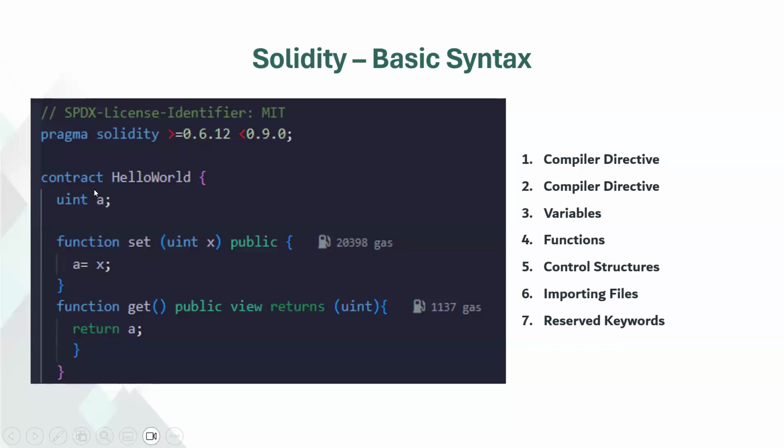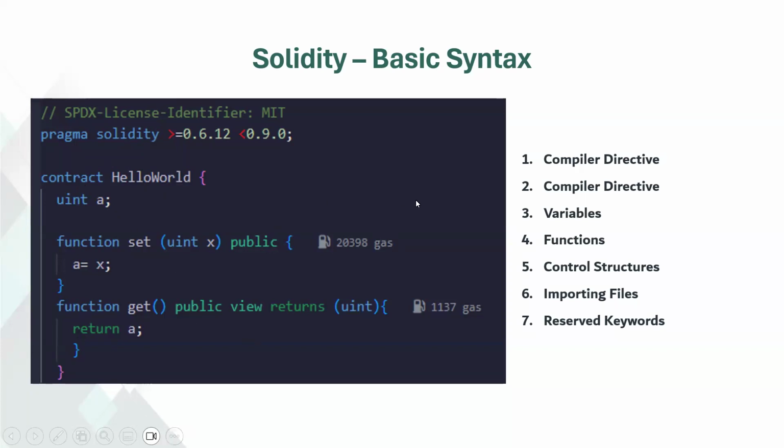About contract. In Solidity, a contract is a collection of functions and variables that are written to be deployed on the Ethereum blockchain. A contract can be thought of as a self-contained program that can interact with other contracts and the outside world. So this line, contract HelloWorld, declares a contract HelloWorld.